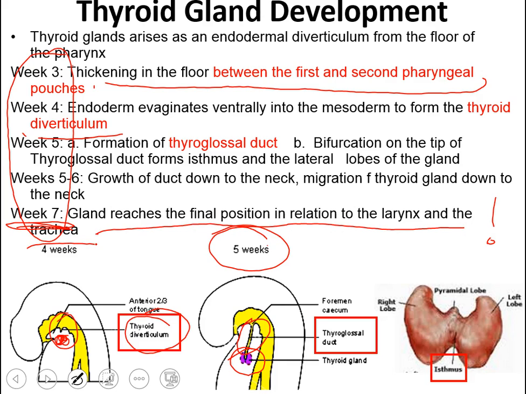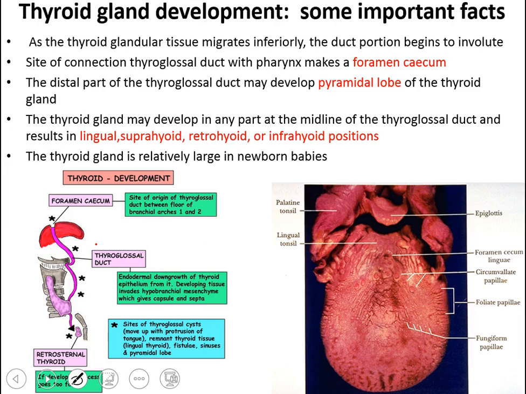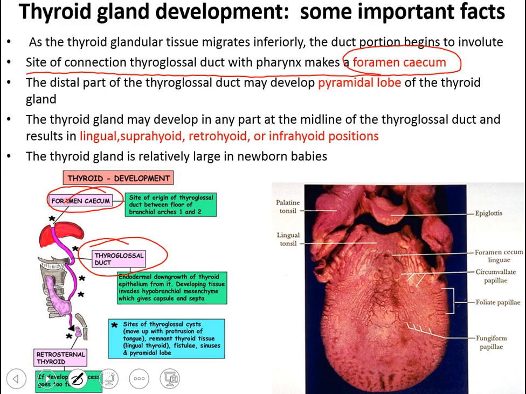There are a few additional important facts I need to mention regarding thyroid gland development. The thyroid diverticulum is connected to the pharynx by the thyroglossal duct, and the site of connection makes a foramen in the adult tongue, which is called foramen cecum. As the thyroid glandular tissue migrates inferiorly, the duct portion begins to involute.